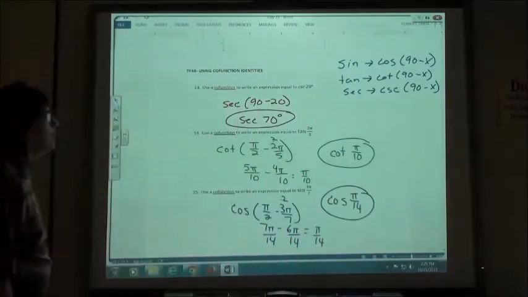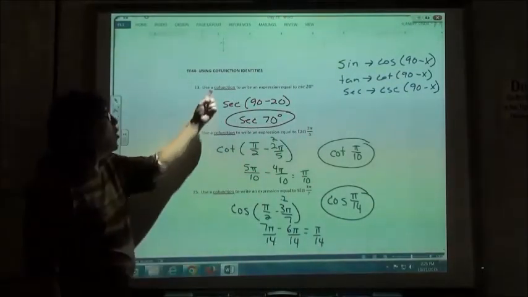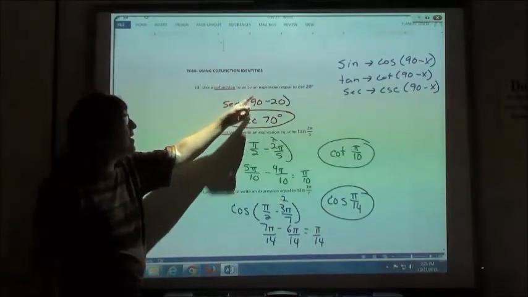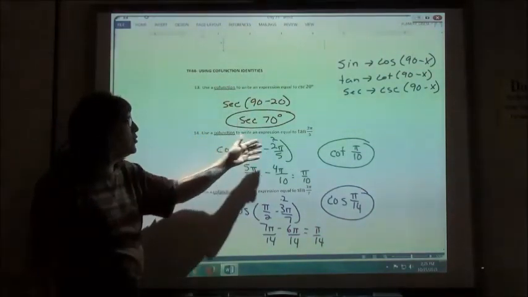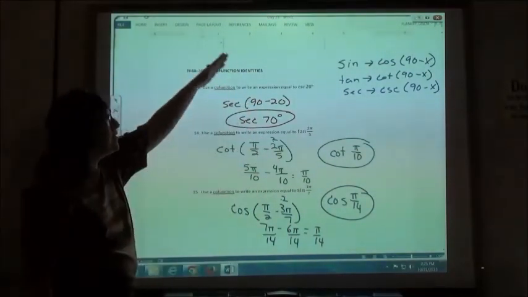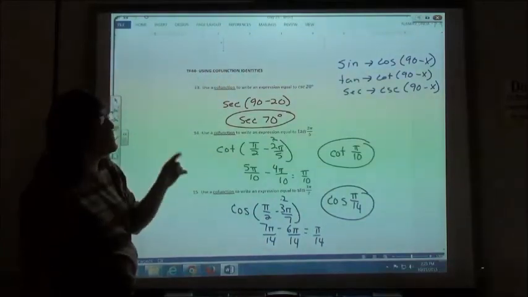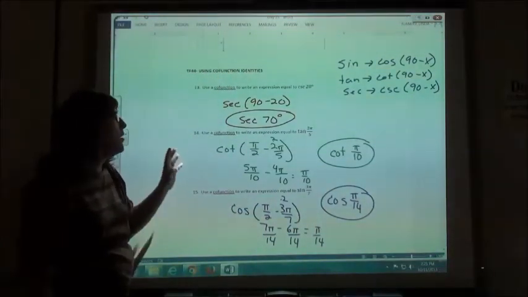So, fairly easy there. If you know the cofunction is either 90 minus my angle or pi over 2 minus my angle, sine and cosine, tangent and cotangent, secant and cosecant are cofunctions.